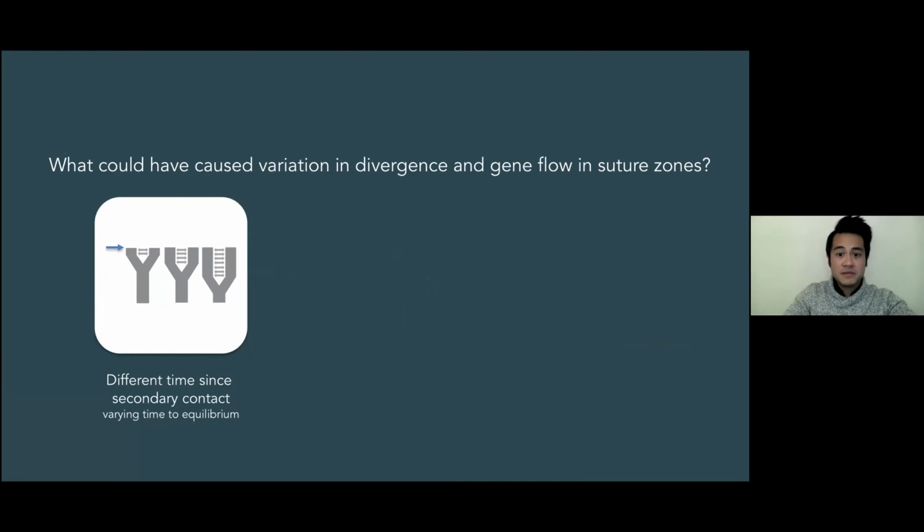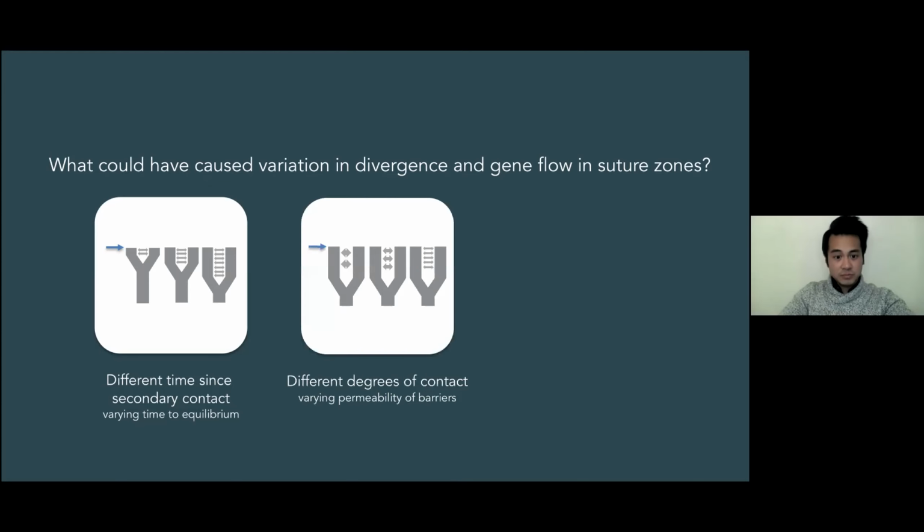What could have caused this variation in divergence and gene flow in these suture zones? First is different times in secondary contact. Maybe they didn't come together at the same time like we would have expected, so you have varying time to the point that they're reaching equilibrium. Second is different degrees of contact. Maybe some of these are experiencing a harder barrier compared to the others. So even though they came together at the same time and had been isolated at the same time, they don't move across the landscape similarly, and that might result in this variation in gene flow and divergence.